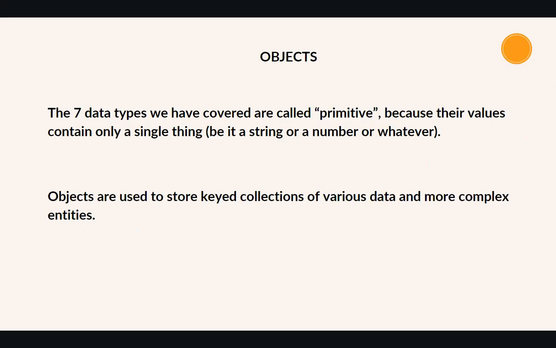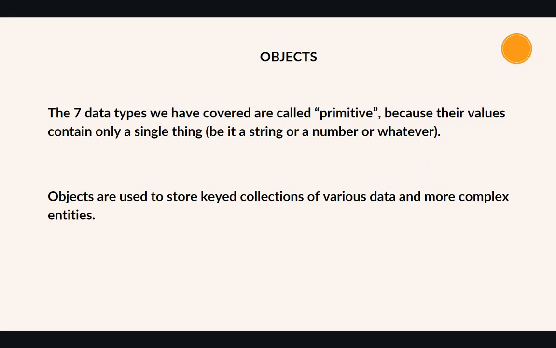Okay. So to jump in, the first thing we want to look at today is objects. Now, when we started looking at data types, we said there were 8, but 7 were primitives. We said that those ones are called primitives because they just have a single thing. So we spoke about strings, numbers, booleans, null, undefined. Now, the 8th data type we want to look at, which is probably the most powerful, is objects.